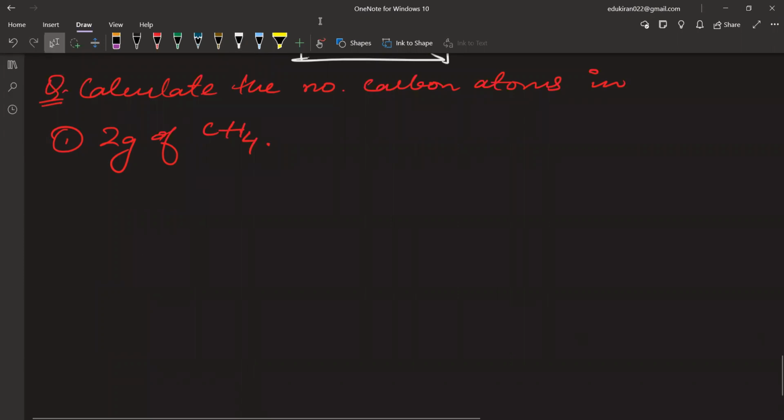How many of you got the number of moles? Please tell me in the chat. For CH4, did we calculate the number of moles? Sorry, the molar mass of CH4? Don't remember. But all of you must know what the molar mass is, or you can calculate the molar mass also.